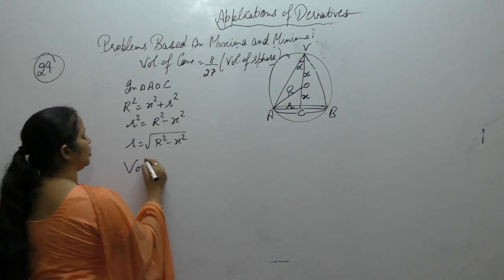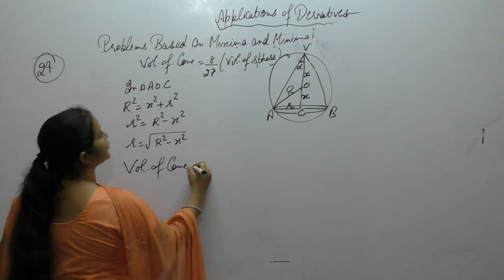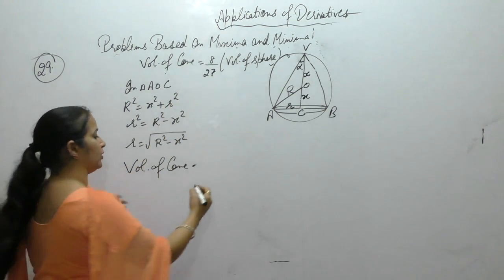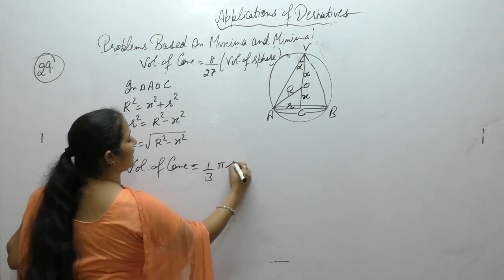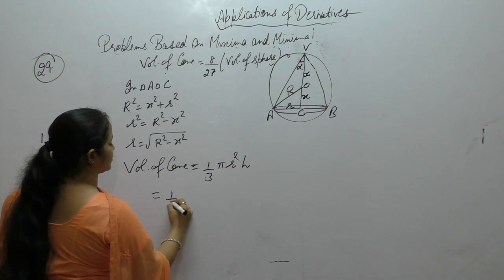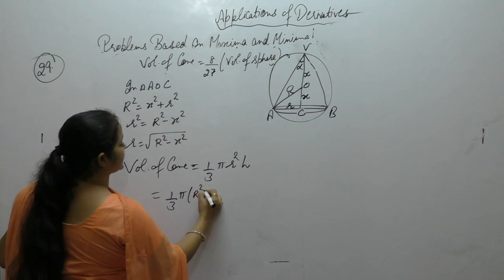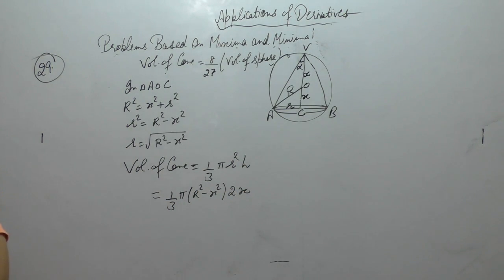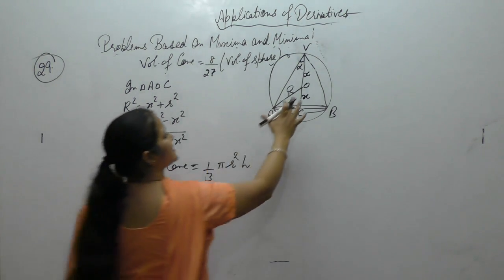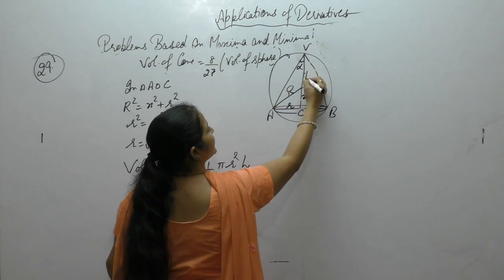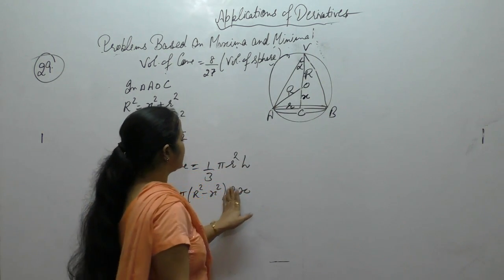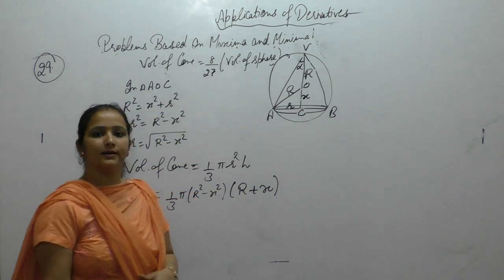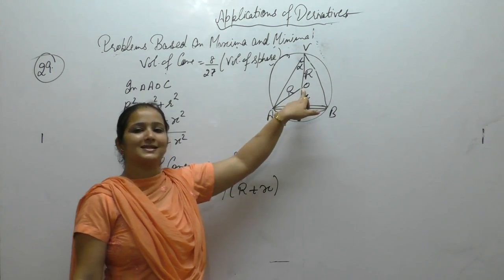Now volume of the cone. We have to prove the volume of the cone is equal to this. So we take first the volume of the cone: 1 by 3 pi r square h. Put the value of r square. R square is this. Height is 2x. This is the radius, then this is also the radius of the sphere. So our height will be R plus x here. Clear?